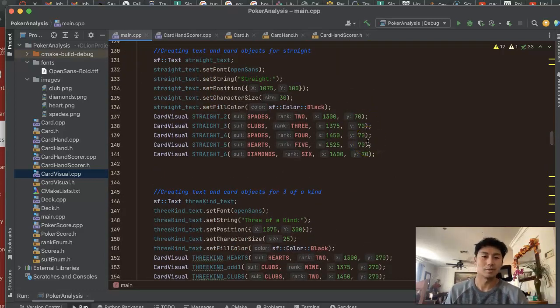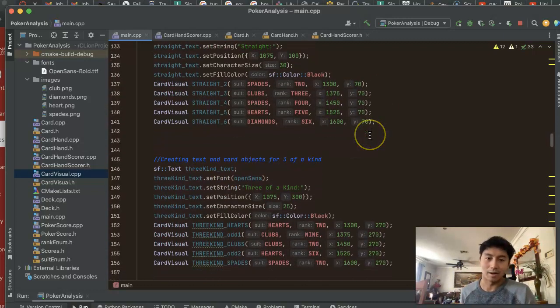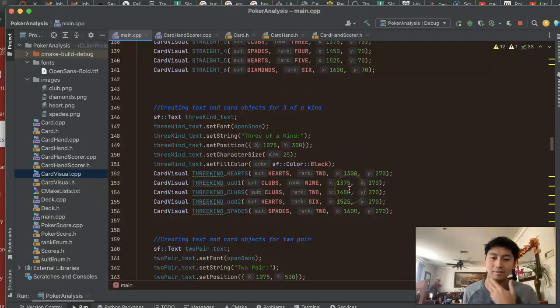And so let me run this for you. It was also really tedious work trying to position and format 50 card objects and 10 text objects.